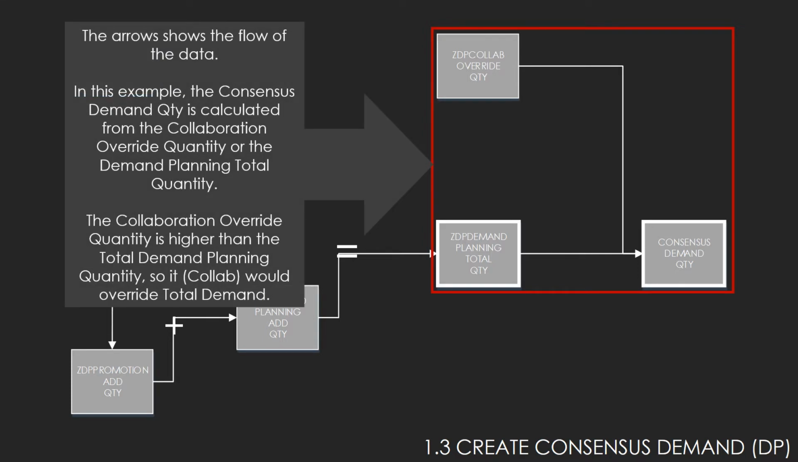The arrows show the flow of the data. In this example, consensus demand quantity is calculated from the collaboration override quantity or the demand planning total quantity. The collaboration override quantity is higher than the total demand planning quantity, so collab would override total demand.